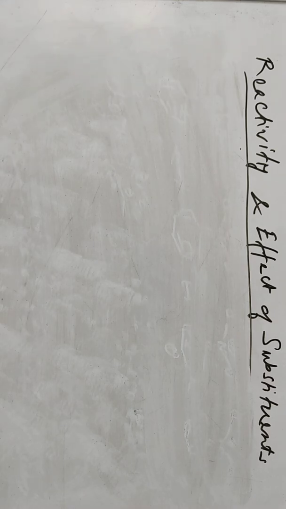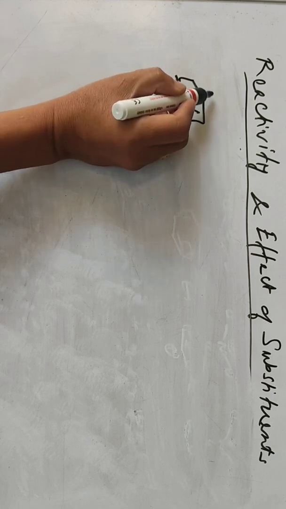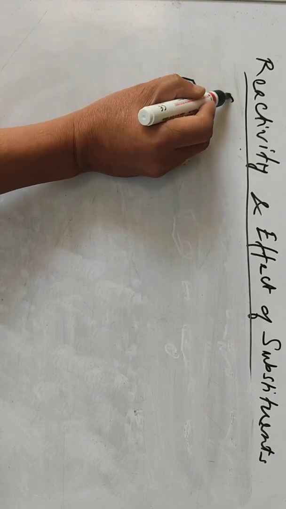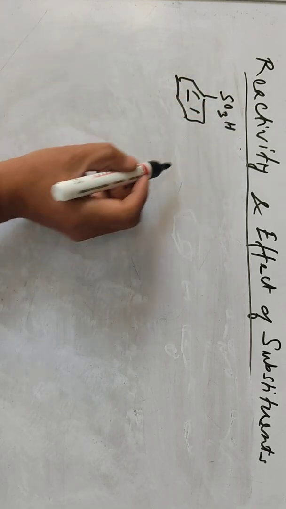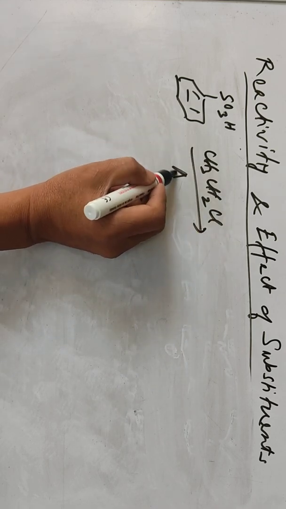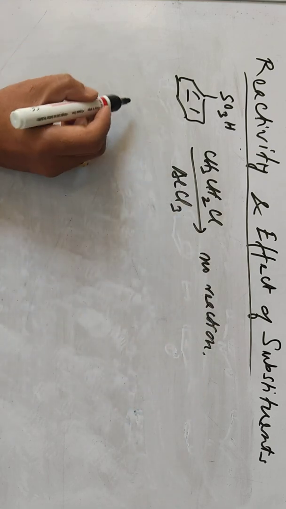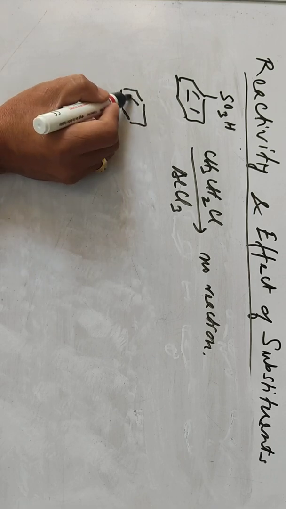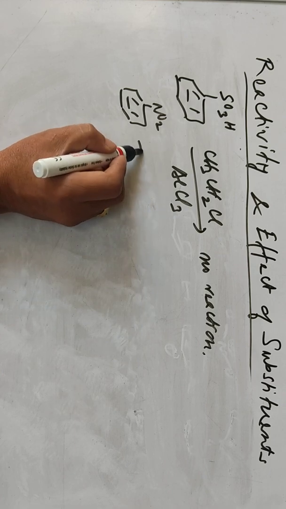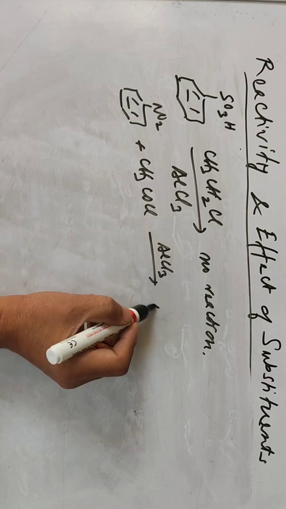Now, summarizing, I will give some examples about the reactions. Suppose sulfonic groups, SO3H, are present. It reacts with an alkyl halide in the presence of aluminum chloride: no reaction. Or nitro groups, NO2, with acylation, CH3COCl in the presence of aluminum chloride. Here also, no reaction.